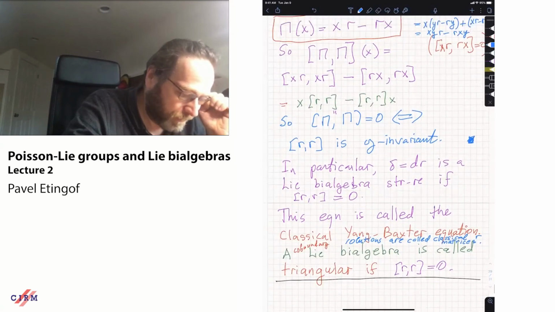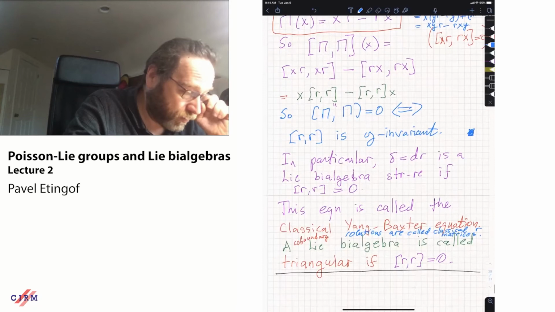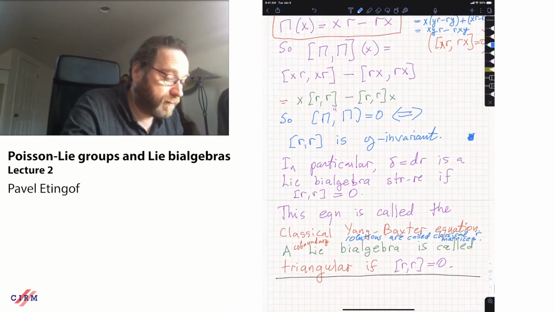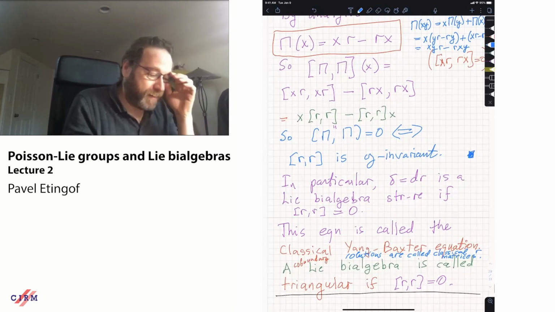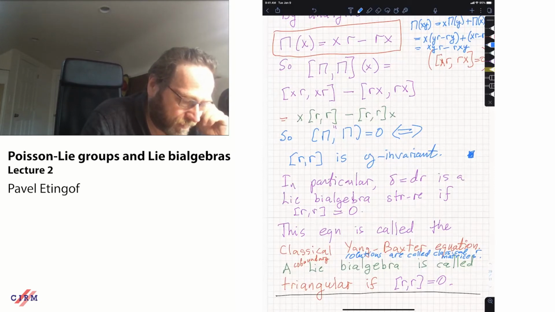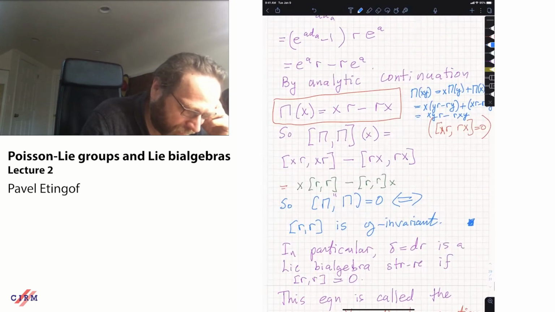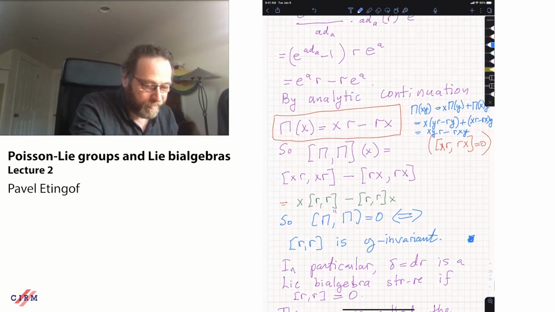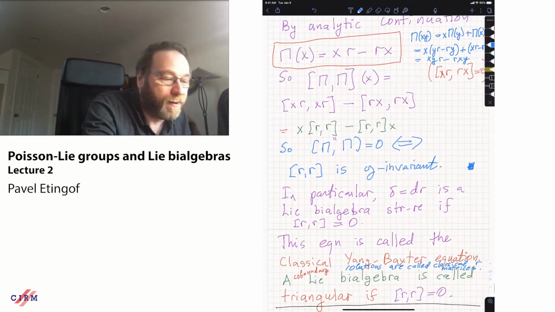So all right. Now in particular, there is an example. If delta equals dr, and this condition is satisfied when the bracket r, r is 0, in this case we will get a Lie bialgebra. And this equation, bracket r, r equals 0, is called the classical Yang-Baxter equation.